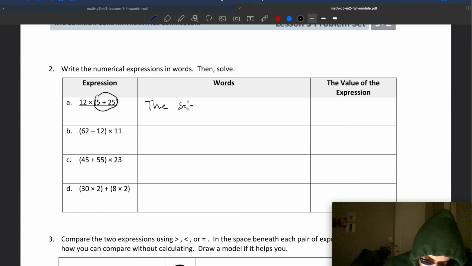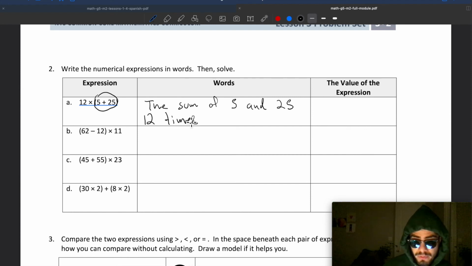The sum of 5 and 25, 12 times. Or remember I said you can write it as 12 times the sum of 5 and 25. Okay?